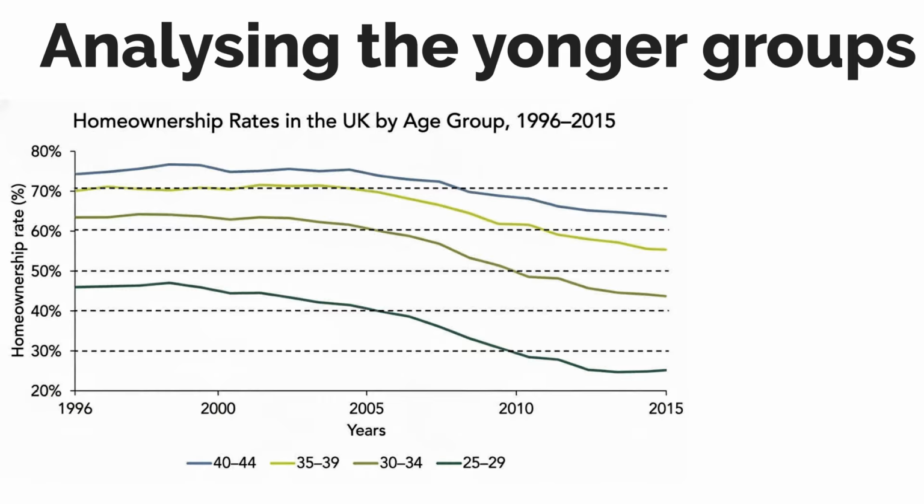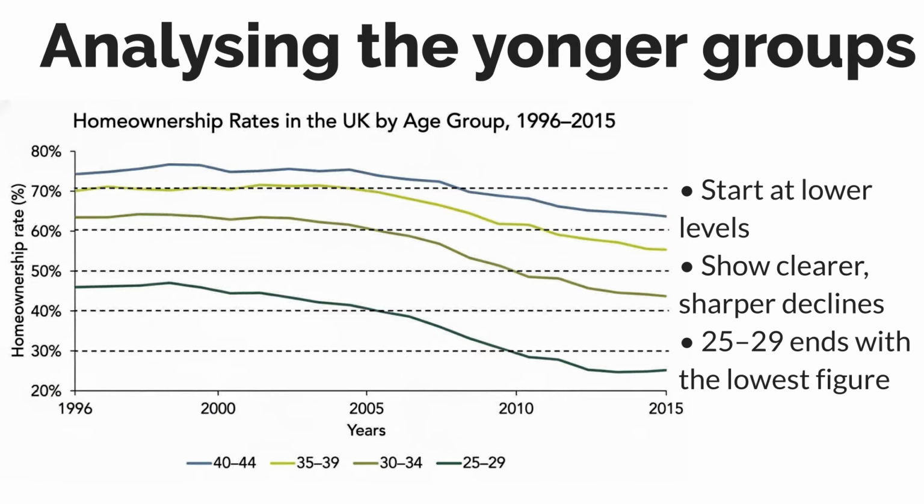The youngest group, 25 to 29, shows the most dramatic change on the chart. It begins at the lowest level of all four groups and still experiences one of the largest overall decreases. By 2015, this group has the lowest homeownership figure on the graph, falling to around 1/4. So in your second body paragraph, you should highlight lower starting points, much sharper downward movement, and the youngest group ending at the lowest level overall.